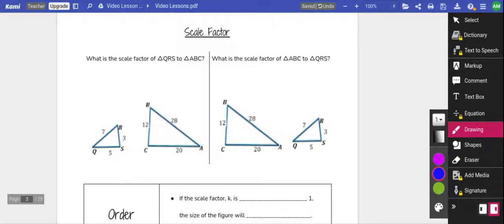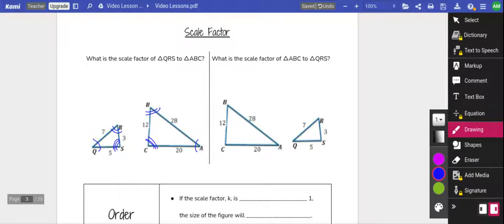Let's see how this relates to scale factor. So when I have scale factor, we're going to first determine, we have these two triangles, QRS and ABC. And that first one on the left says, what is the scale factor of triangle QRS to triangle ABC? And notice the order in which it's stated. QRS compared to ABC.